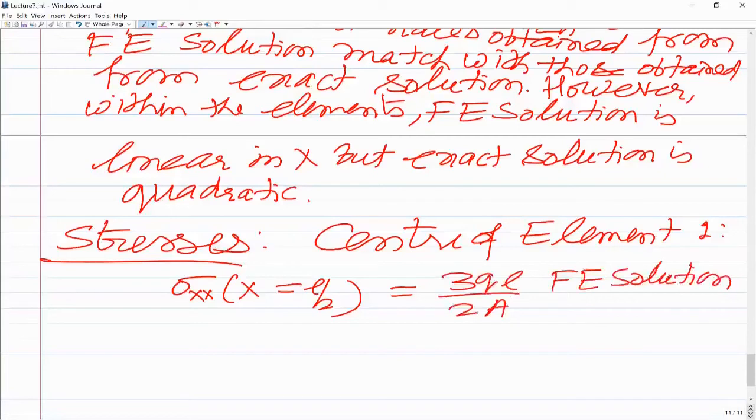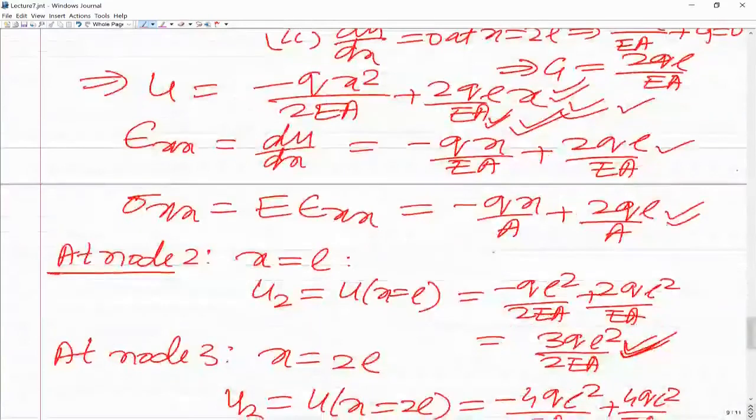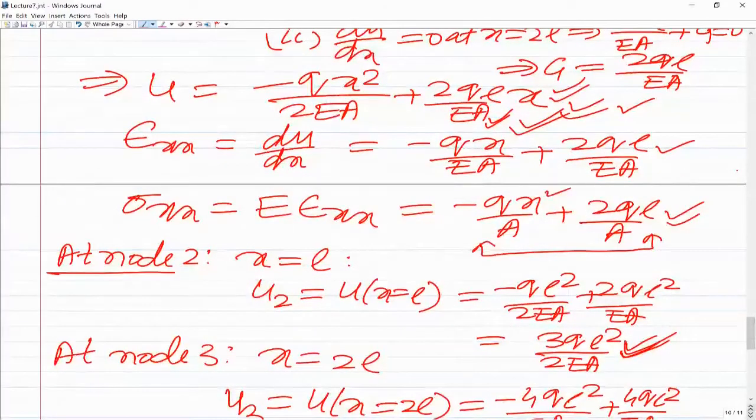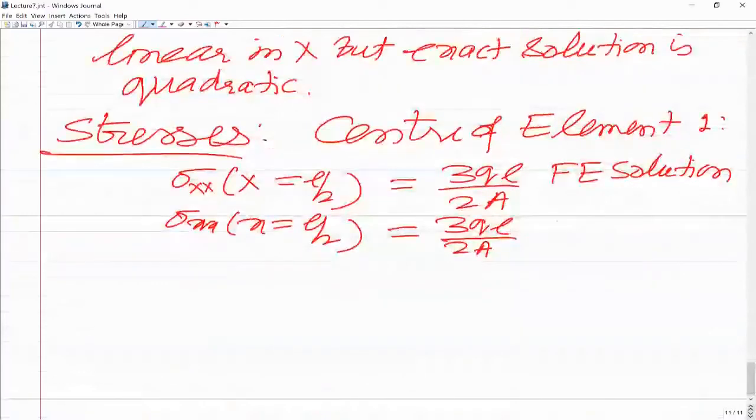Now if I calculate the same thing, sigma xx at small x equal to L by 2 from the exact solution, you will find this will come out as 3QL upon 2A. What I am saying is that this is the expression for stress from the exact solution. If you put small x equal to small l by 2, you will exactly get this expression. So this is the exact solution.